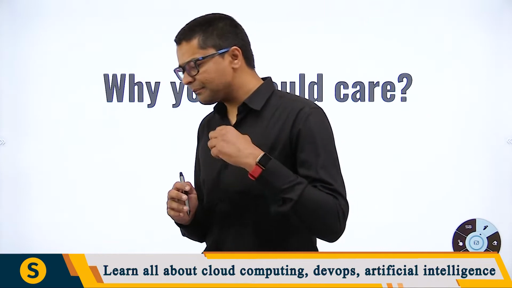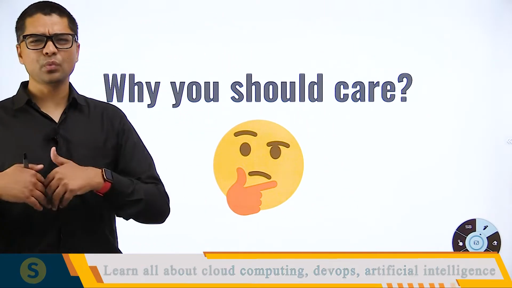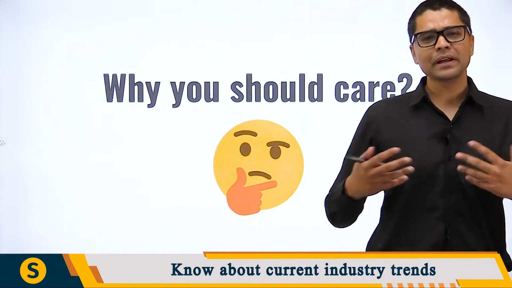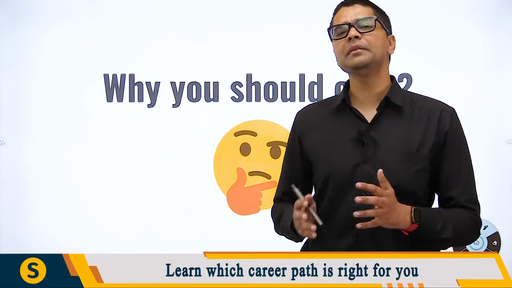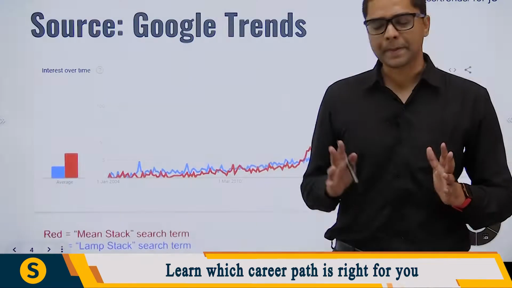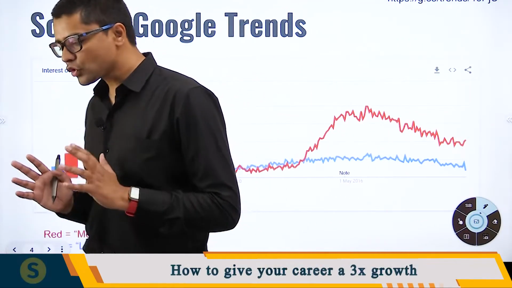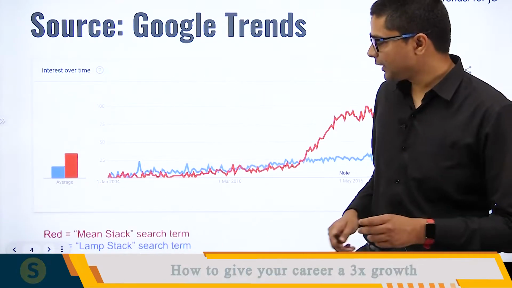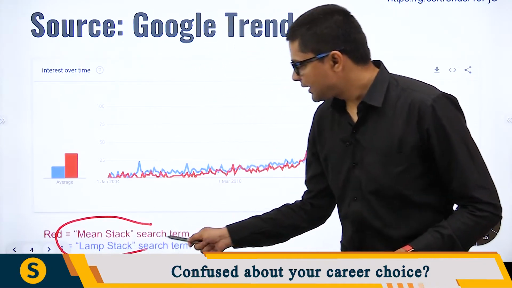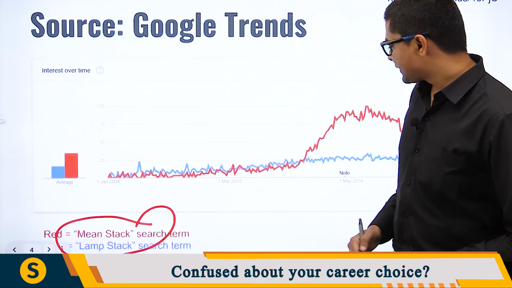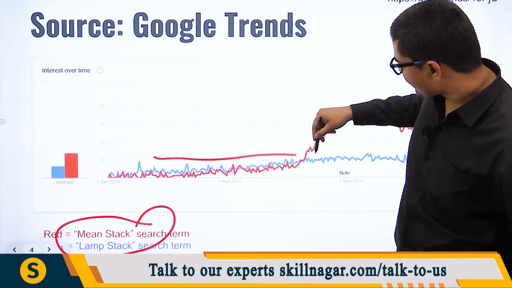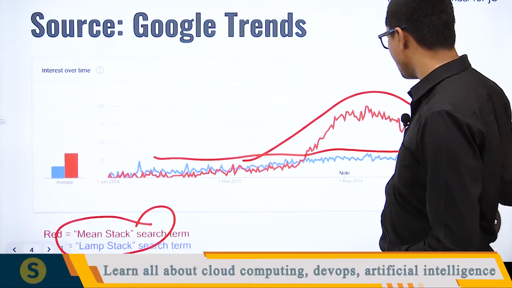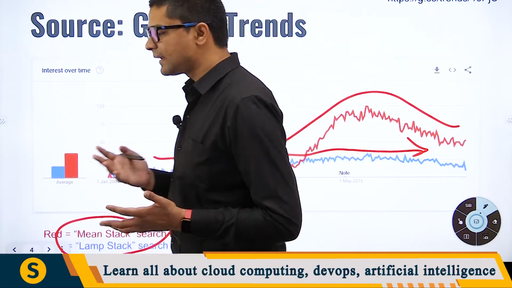Okay, now obviously there is a big question around the industry: why should I be worried about what is MEAN stack? I mean, fine, there is another stack, why should I learn that? So let's try to understand why you need to learn MEAN stack and why this is getting important. I have taken a screenshot from Google Trends, and obviously you can verify that. I've compared two things: MEAN stack, which is in red, and LAMP stack, which is in blue. Now you can see this bluish line is not increasing as much, but you can see MEAN stack has grown a lot.